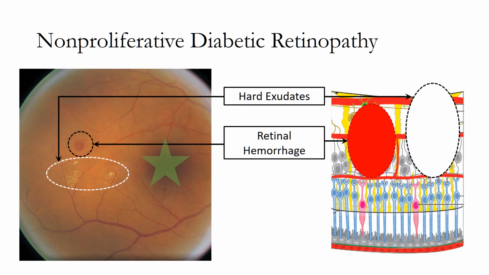In this image, we see hard exudates and a retinal hemorrhage. Notice that the hard exudates are located outside the macular region that is designated with a star.